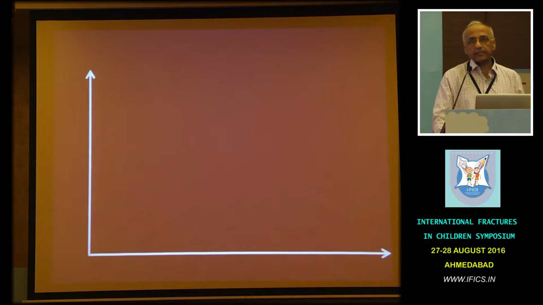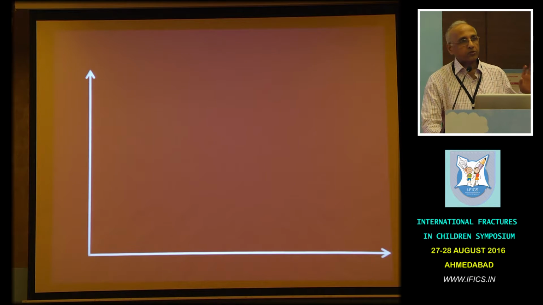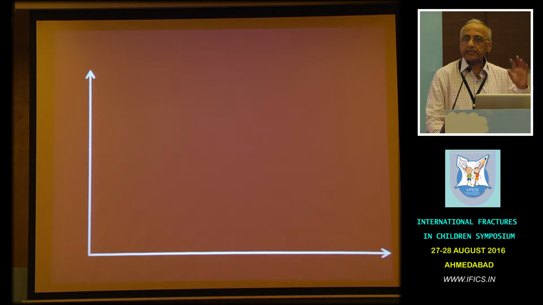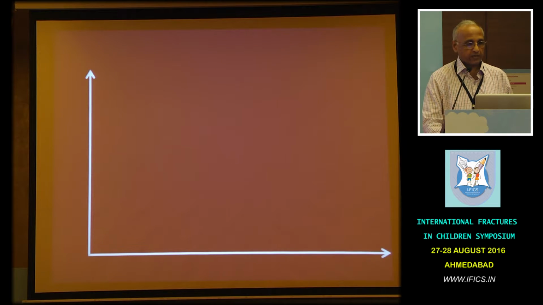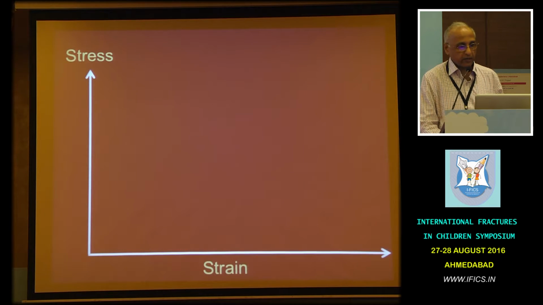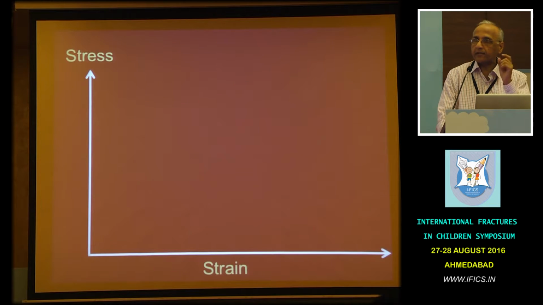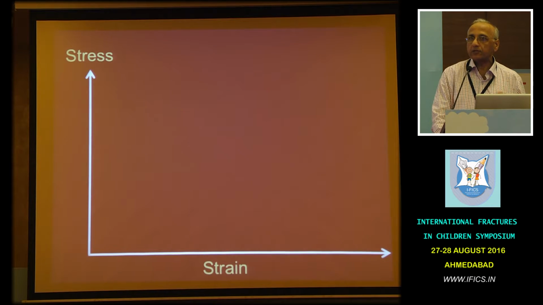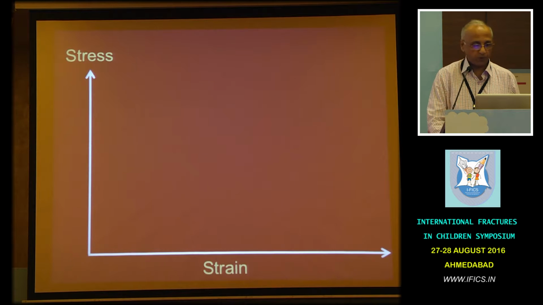So let's see how bone responds. This is the same for both children and adults. First of all, we will see how the children's bone responds to that. On the y-axis, we have stress, that's the amount of force working on the bone. On the x-axis, we have strain, that's the deformation which takes place in the bone.